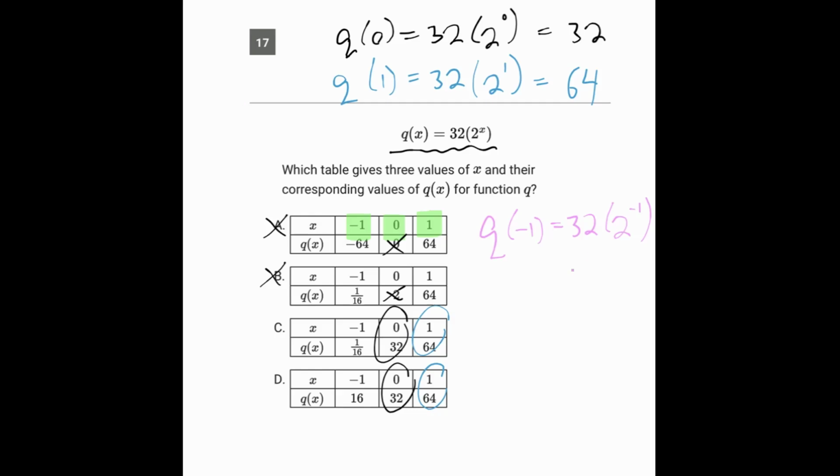So coming over here, we've got 32 times 2 to the minus 1, which is the same as saying 32 times 1 over 2. And so that's half of 32, which is 16. So when x is negative 1, y is 16, and so our answer here is D.